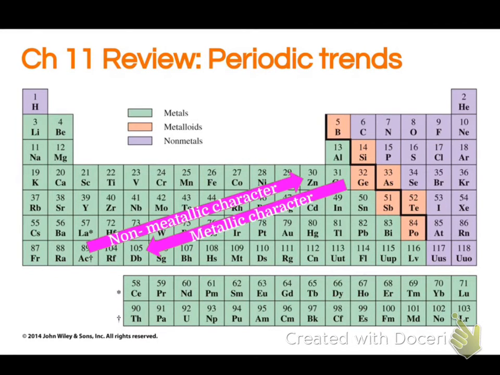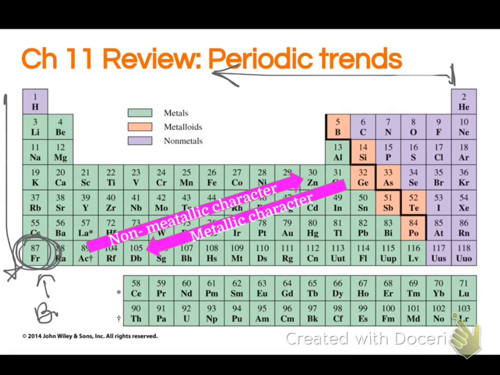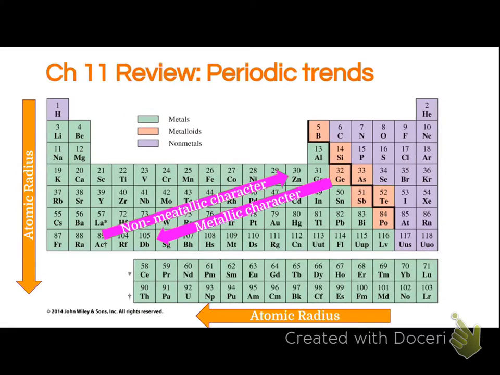Okay, so we can draw our arrows pointing towards francium and towards helium: towards francium for metallic, towards helium for non-metallic. And then you might ask yourself, okay, self, what atom is the biggest one in the periodic table? We said that things on the right are smaller than things on the left, and things on the top are smaller than things on the bottom. So that means francium is the biggest element on the periodic table. Helium is the littlest element.